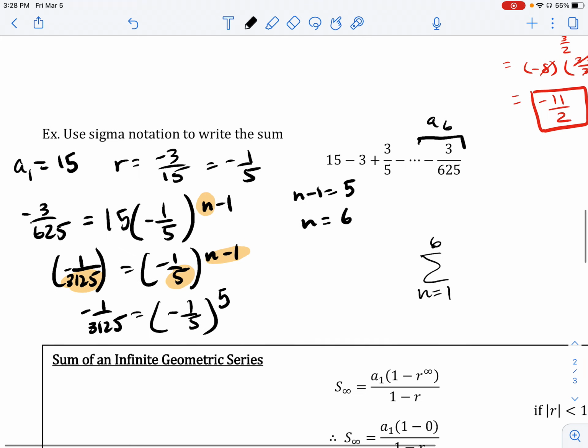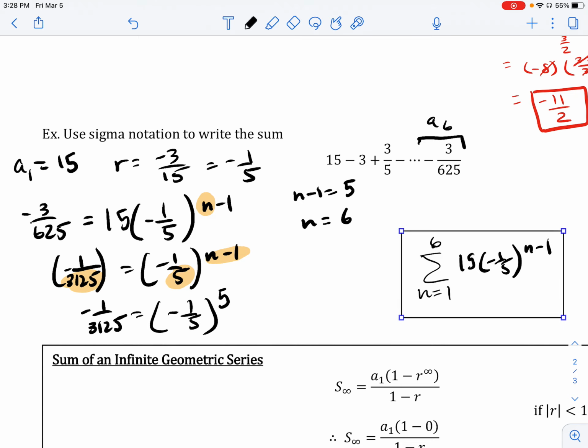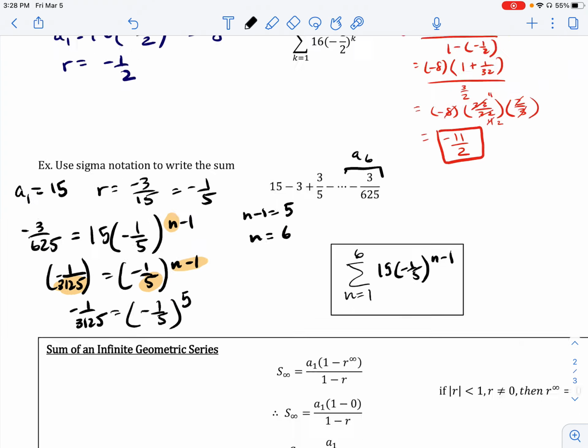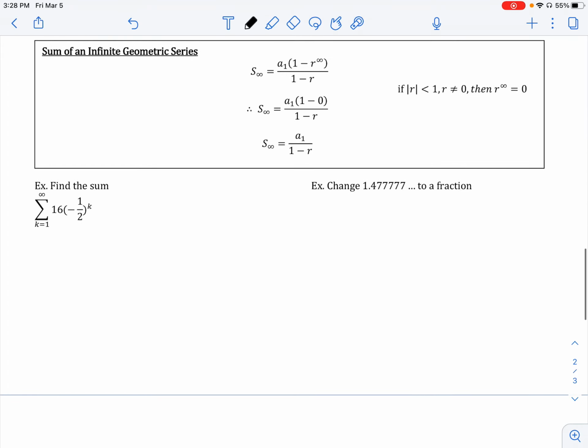And our nth term is just 15 times negative 1/5 raised to the n minus 1 power. So that is this same series just written now in sigma notation. Okay. Now, finally, I just want to close by looking at the sum of an infinite geometric series.